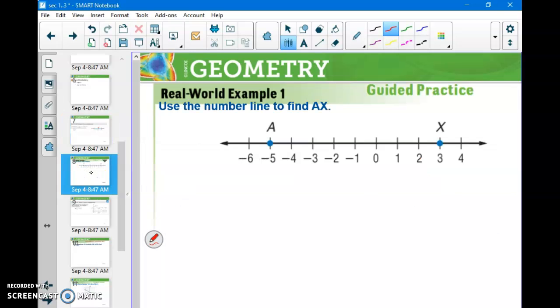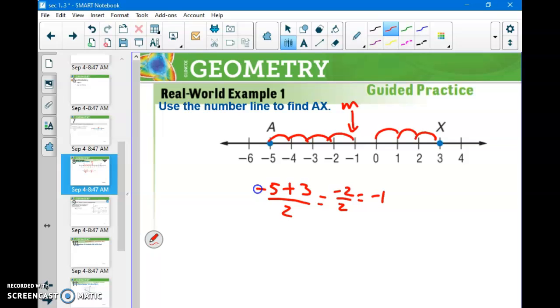So if we take our values here, negative 5, and we're going to add it to 3, divide that by 2, I get negative 2 over 2, which is negative 1. So negative 1 is where the midpoint is. And let's just, for the fun of it, count here. 1, 2, 3, 4. 1, 2, 3, 4. So we are at the midpoint at negative 1.